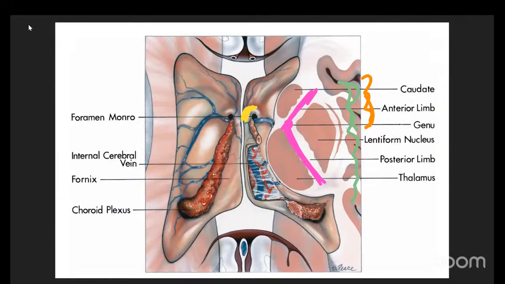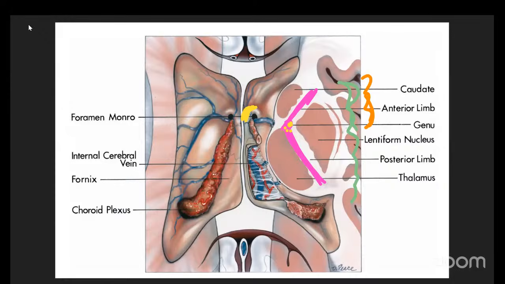What does this mean? What does the genu of the internal capsule have? Corticonuclear fibers and corticobulbar fibers. That's right. So we have to be very careful of the genu because it's in extremely close vicinity of the foramen of Monro. Usually we are entirely focused on the fornix. So this is one structure that we need to be aware of.